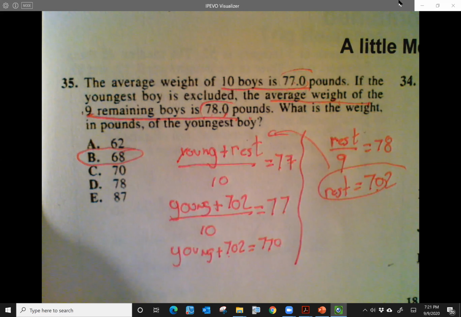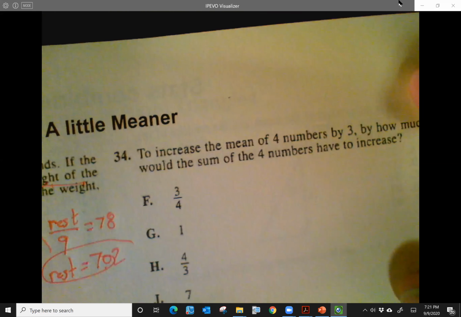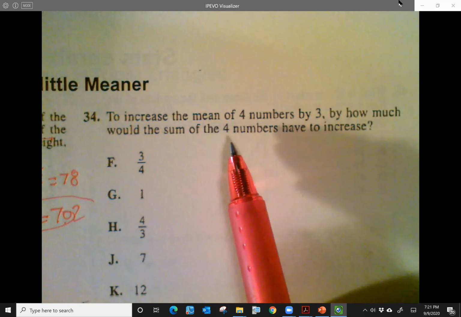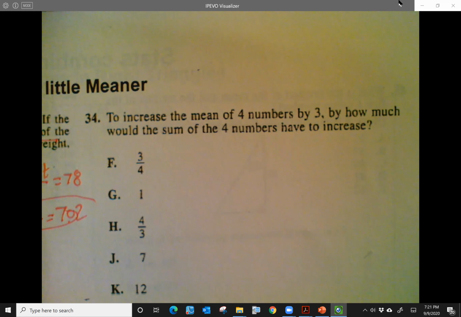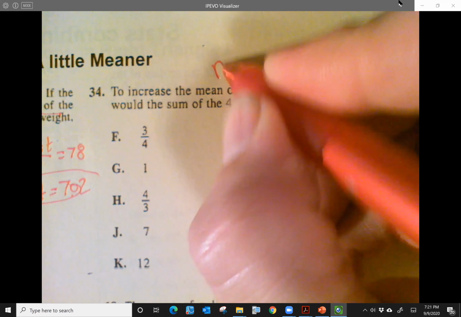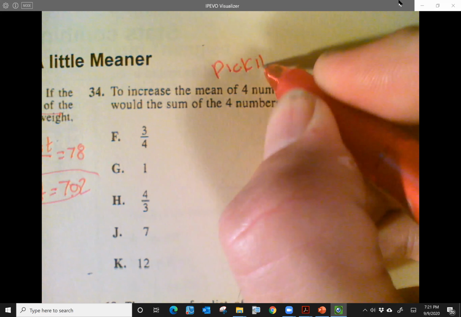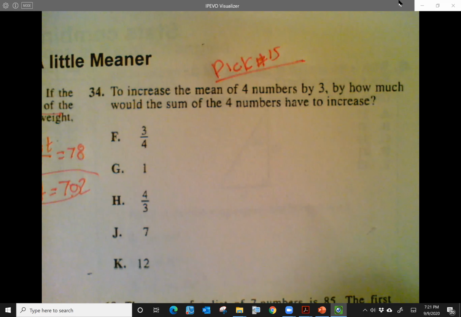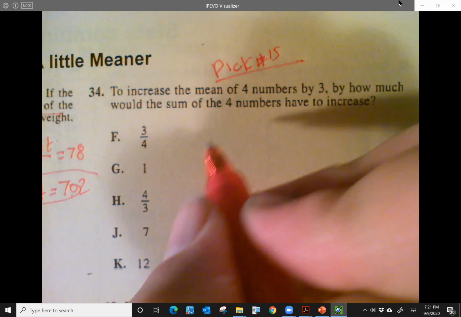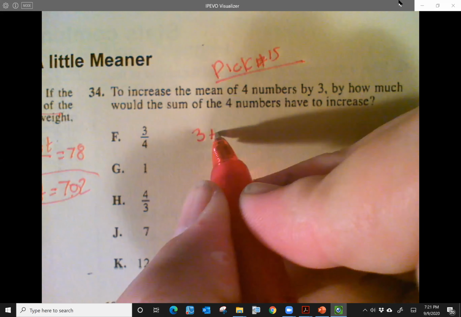Let's look at this one, number 34. To increase the mean of 4 numbers by 3, how much would the sum of the 4 numbers have to increase? Okay, so I want to give you a really good math ACT technique. And the technique is called pick numbers. I'm going to pick 4 numbers. And the numbers I chose are this. You could have picked any 4 numbers you want.